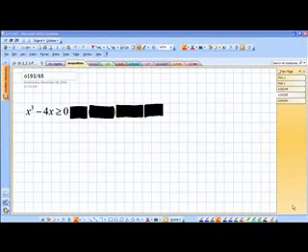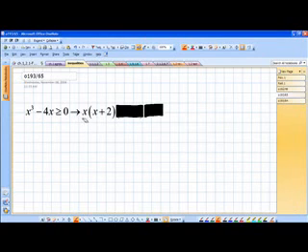This section is on solving polynomial and rational inequalities. The first thing you need to do is have 0 on one side, as we do here, and factor. When I factor, what I would see is x times (x plus 2) times (x minus 2) is greater than or equal to 0.